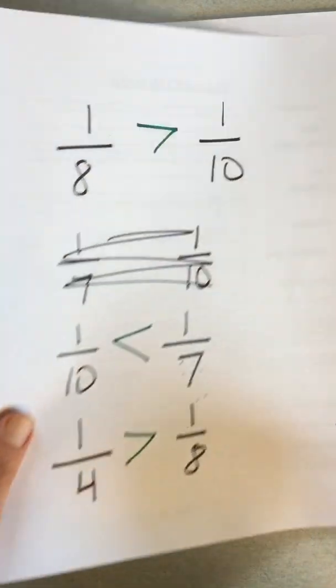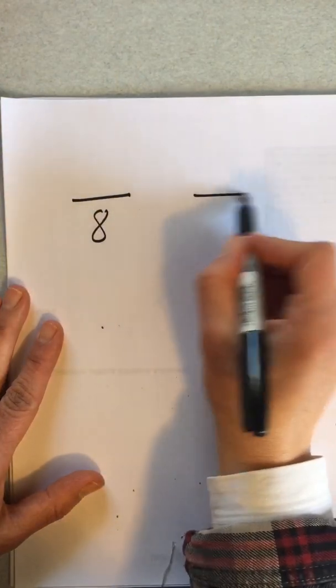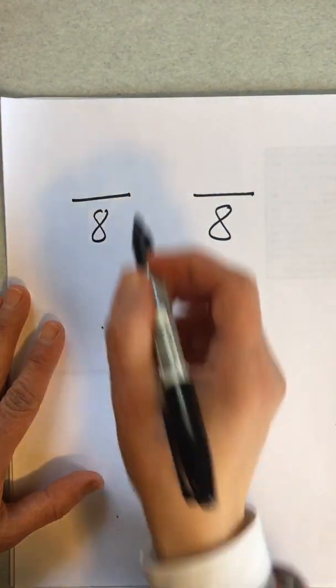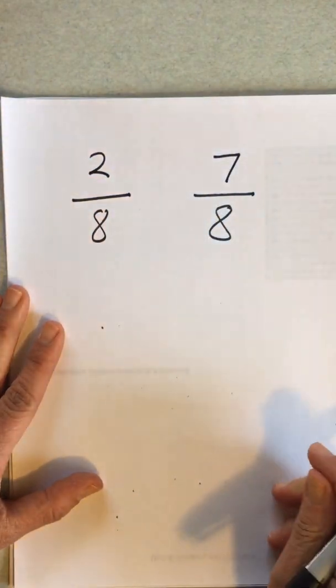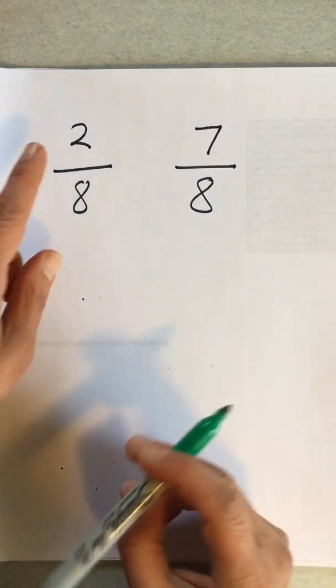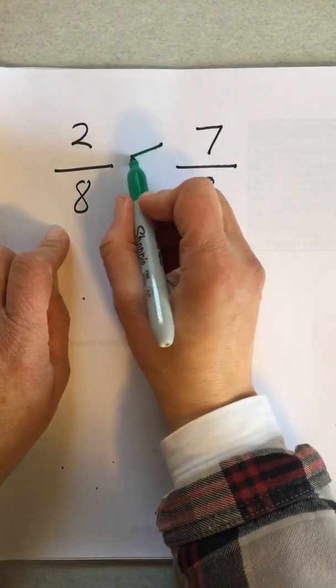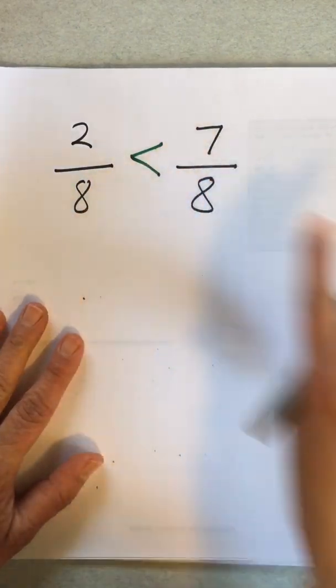Let's do one where we're showing the same denominator. So look at, they're both over 8. I'm going to say 2 over 8 and 7 over 8. Do you know which one is bigger? 2 over 8 is less than. See, the mouth always eats the bigger number. This is a bigger number.